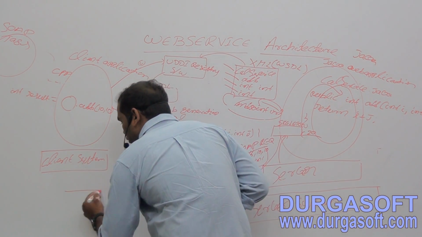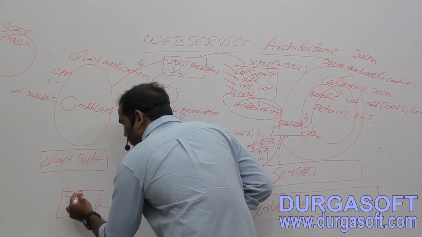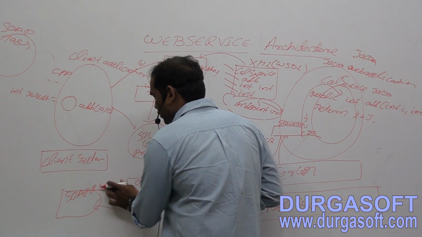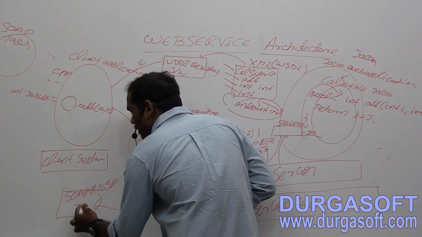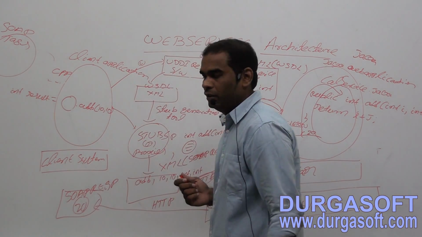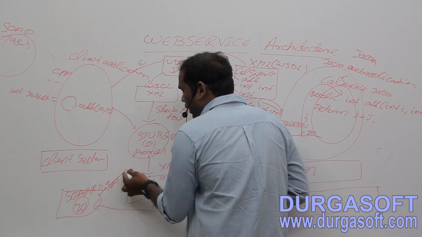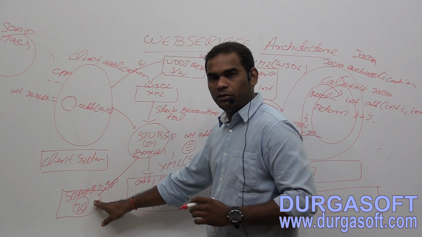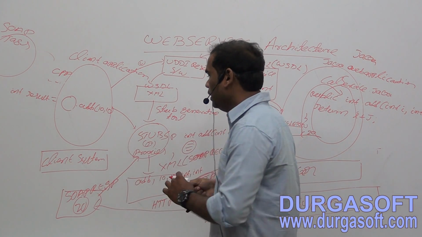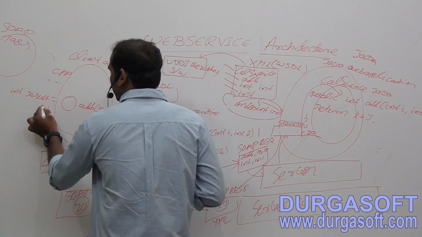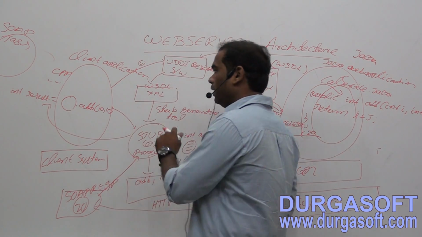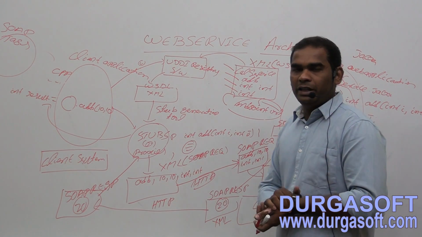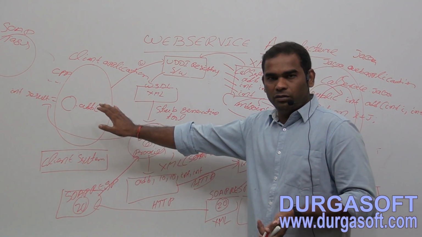Now the SOAP response is available at the client location, which contains the return value 20. This SOAP response will be read by the stub. The stub will get that return value, and that return value will be handed over to the client. So this is the way communication happens between the client and the server.